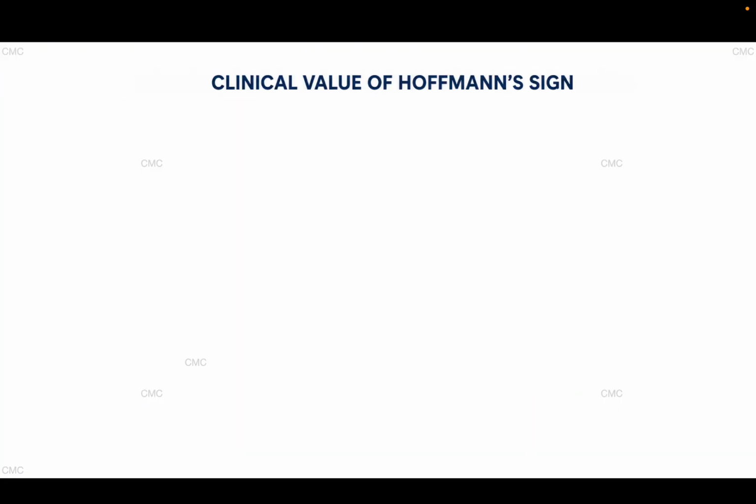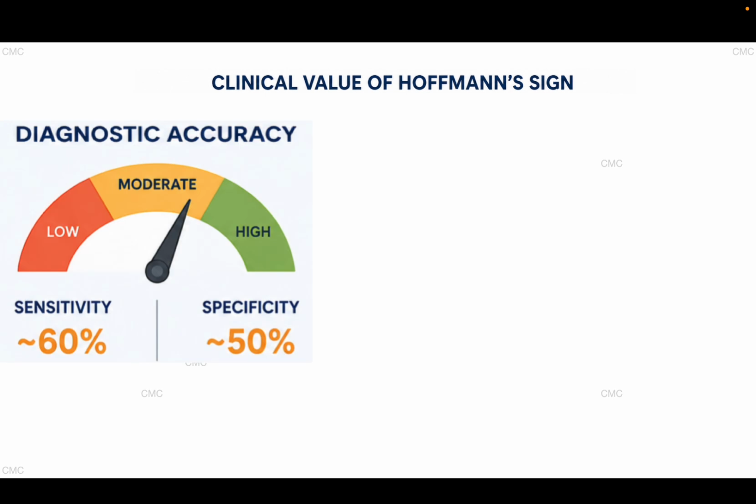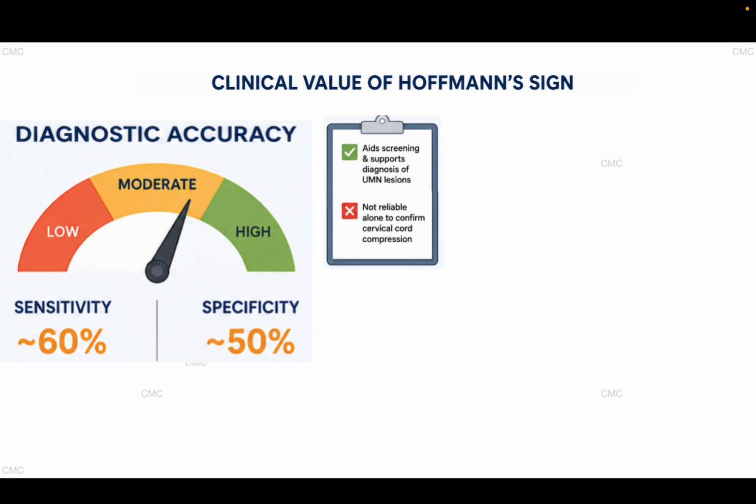Before we close, a quick word on clinical value. Hoffmann's sign has a low to moderate sensitivity of around 60% and a specificity of approximately 50%. What this means is that it can aid in screening and support the diagnosis of an upper motor neuron lesion, but clinicians should not rely on it alone to confirm or exclude cervical cord compression.